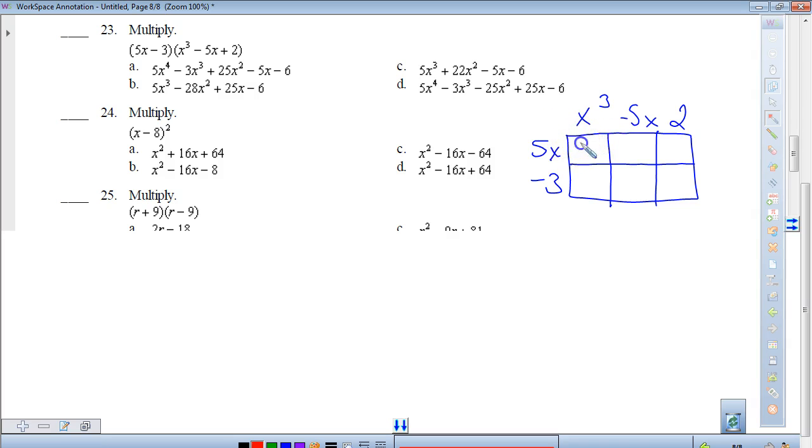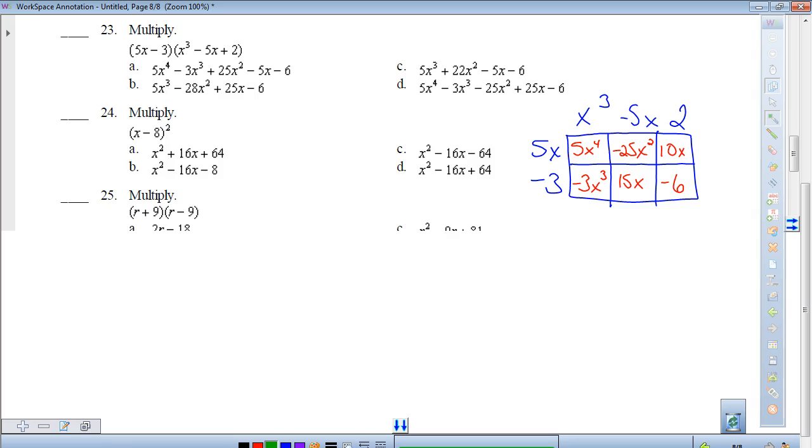5x times x to the third would be 5x to the fourth. 5x times negative 5x, that would be negative 25x squared. And then 5x times 2 would be 10x. Down here we have negative 3 times x cubed is negative 3x cubed. Here we have negative 3 times negative 5x would be positive 15x. And then negative 3 times 2 is negative 6.